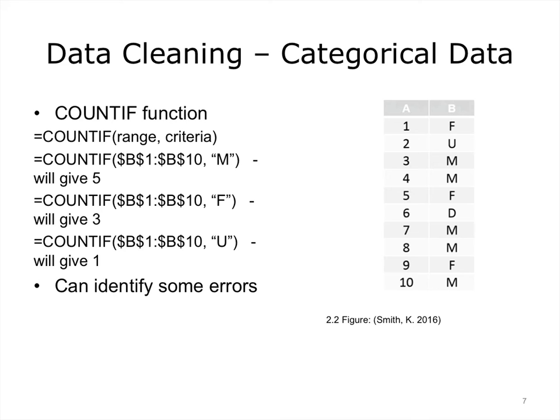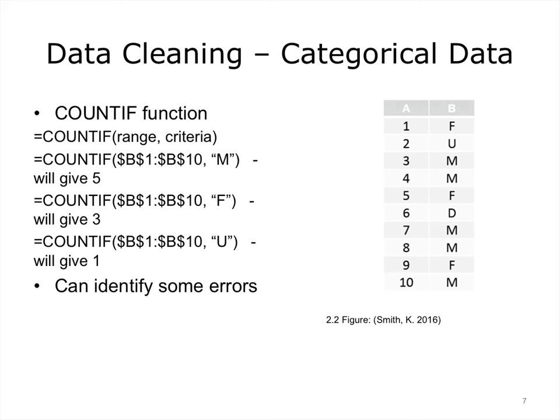You will probably have data that is not numeric, and so counts of how many times certain values occur can be very helpful in not only understanding the data, but also to identify errors in the data. Take a look at this list of 10 patient genders. If we use the COUNTIF function on the range of cells from B1 to B10, and specifically that we want to know how many M's there are, we will get 5. For entries of F for female, we will get 3, and for U or unknown, we will get 1.